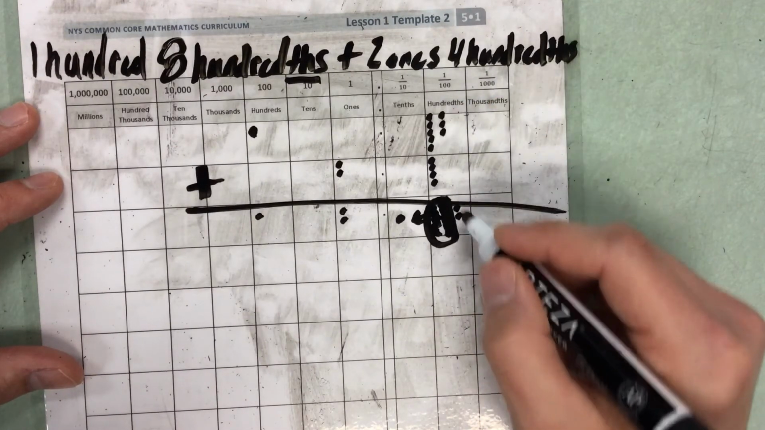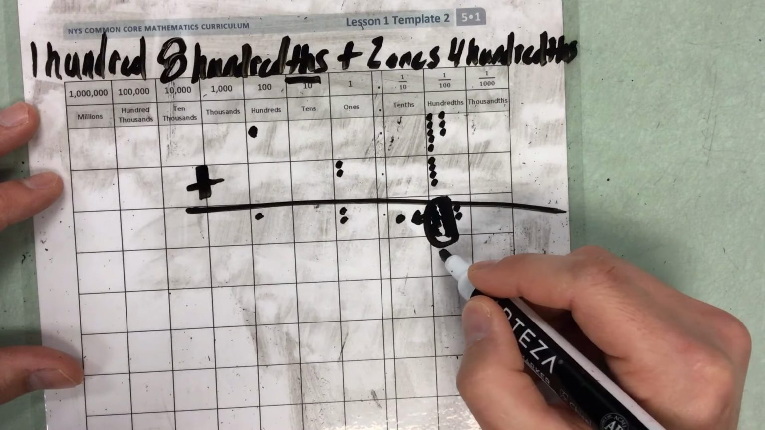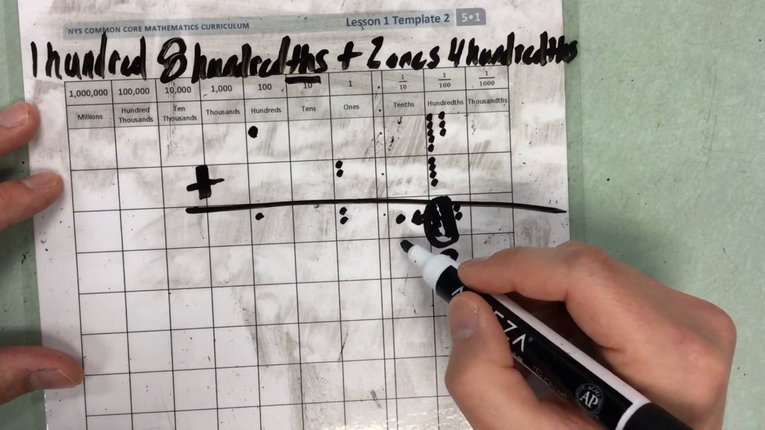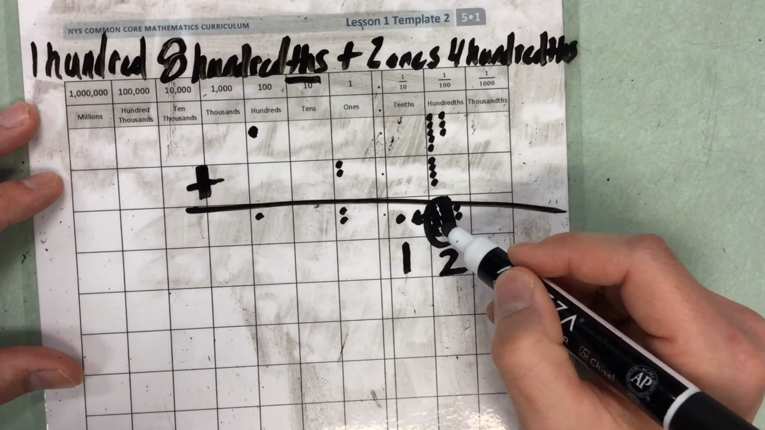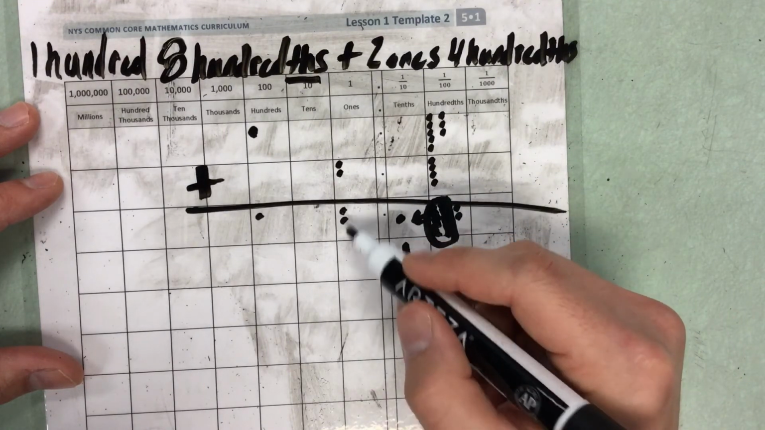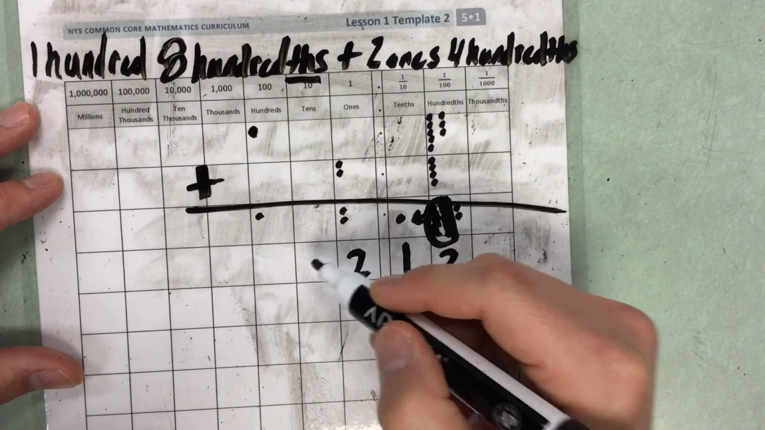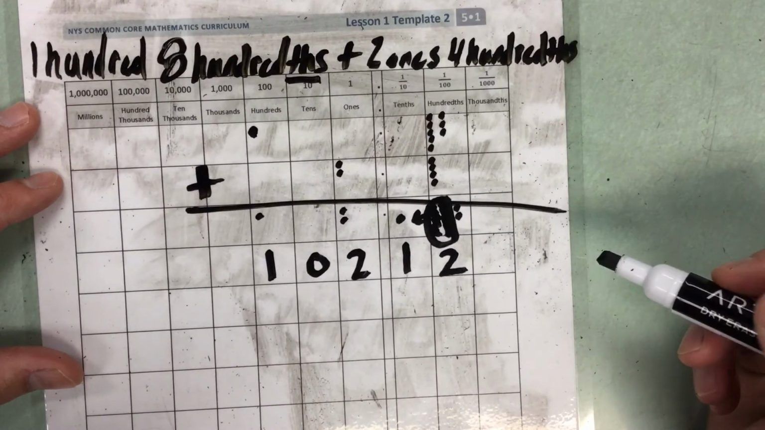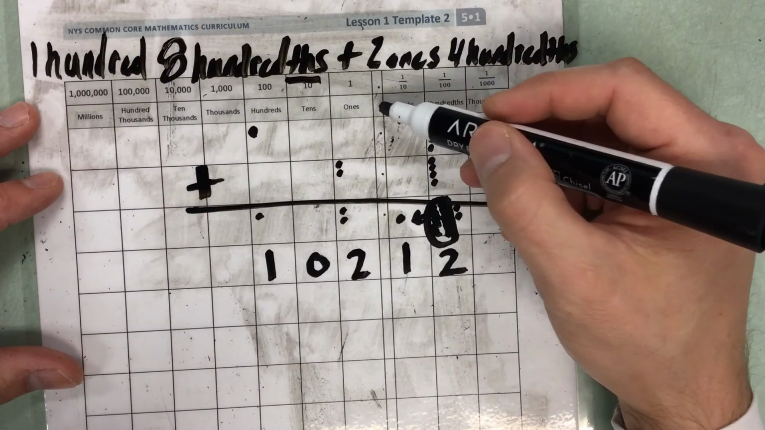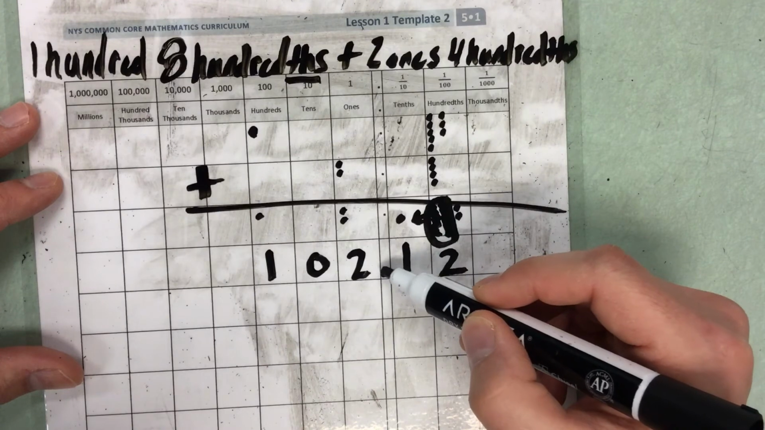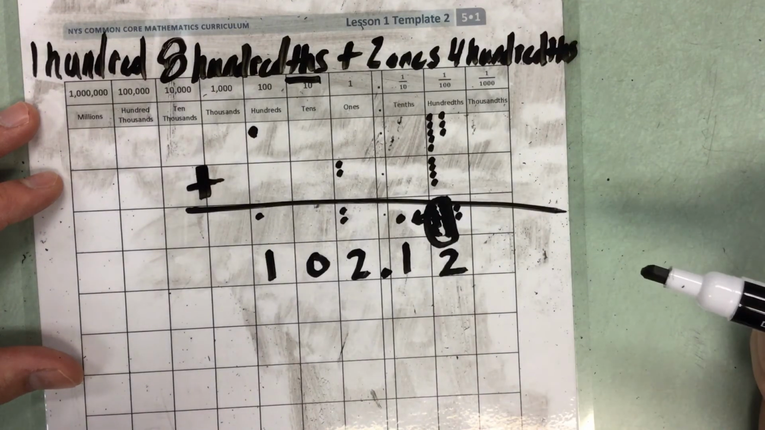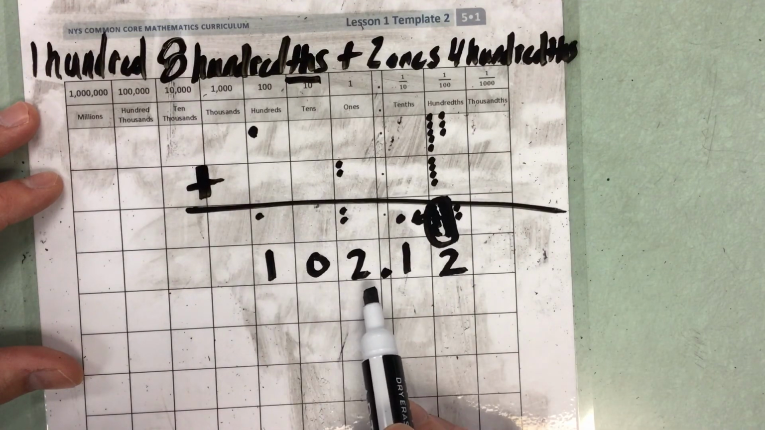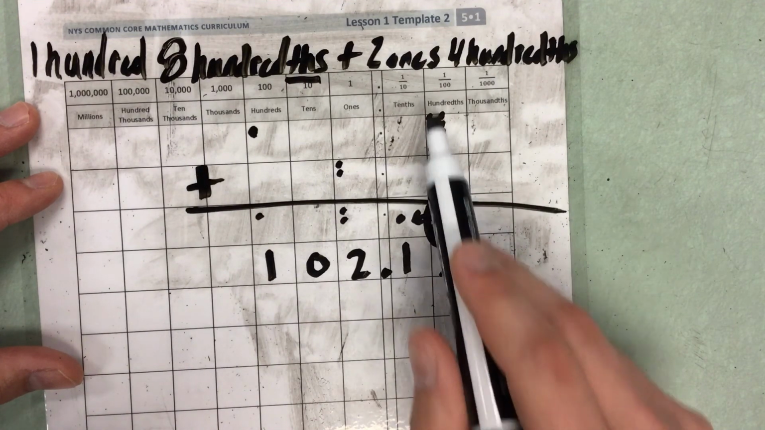So we have only 2 hundredths left after we bundled those 10. We have 1/10 that came over when we bundled those hundredths together. We have 2 ones, 0 tens, 100. So where does our decimal go? You can see it's right here in between ones and tenths. What is the name of this number in standard form? 102 and 12 hundredths.